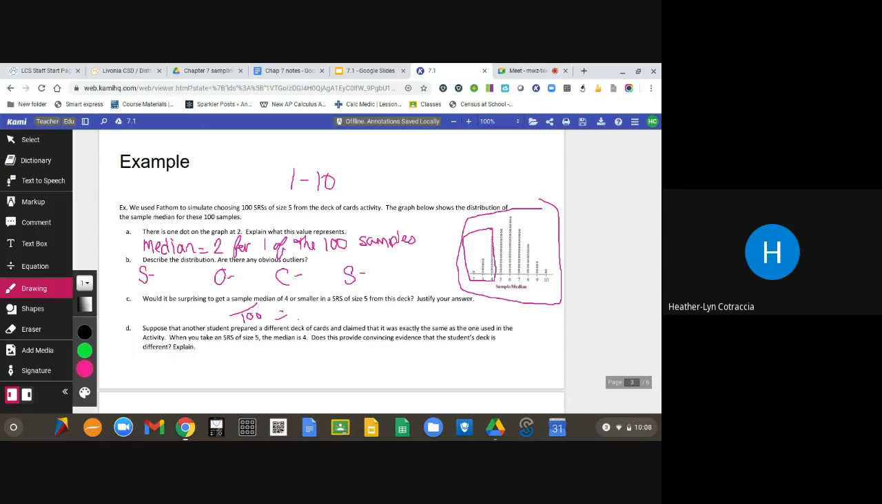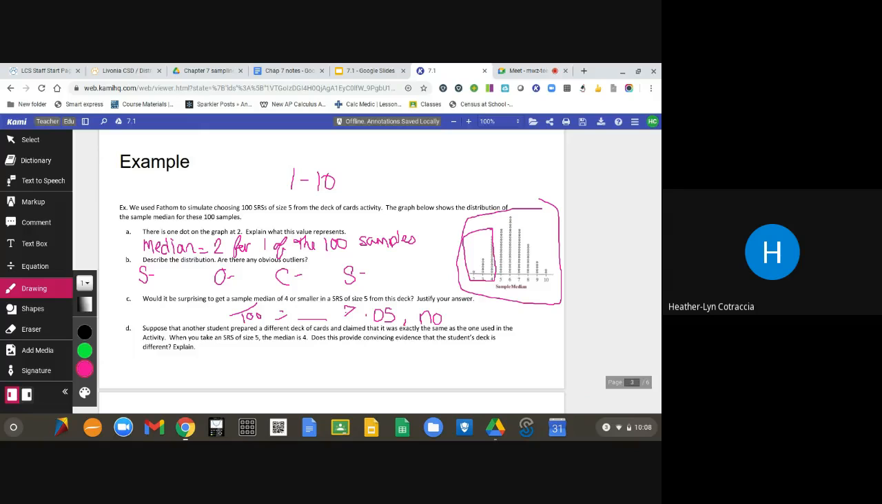Figure out what that probability is. Now, whatever that is, it is greater than 0.05. And remember, 0.05 is our unusual. So as long as it's greater than 0.05, then we would not be surprised. Okay, so our probability here, after you count them up, is going to be greater than 0.05. So no, we are not surprised.